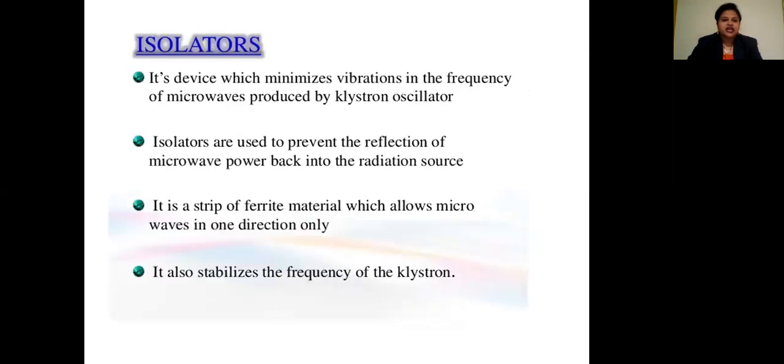Next part is the isolators. It is a device which minimizes vibrations in the frequency of microwaves produced by klystron oscillator. Isolators are used to prevent the reflection of microwave power back into the radiation source. It is a strip of ferrite material which allows microwaves in one direction only. It also stabilizes the frequency of klystron.